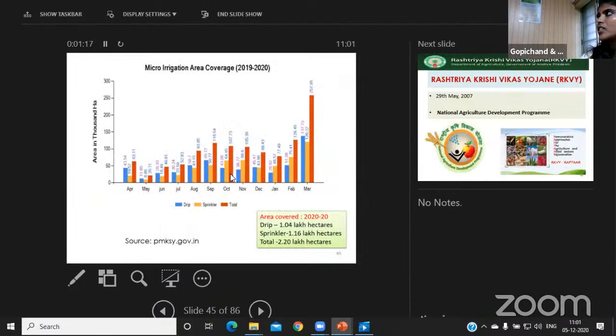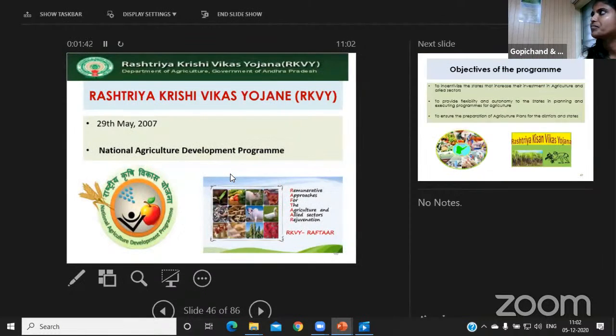And this is the micro irrigation area coverage under 2019-20. It almost covered up to 257.95 hectares during March, and total area covered during 2019-20 was 1.04 lakh hectares under drip irrigation, 1.16 lakh hectares under sprinkler irrigation, and totally 2.20 lakh hectares have been covered during 2020.